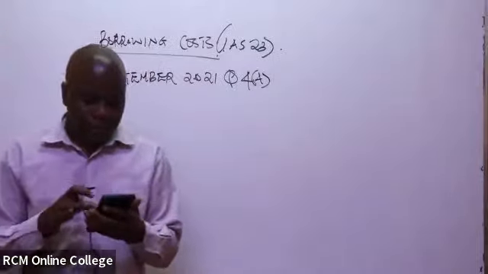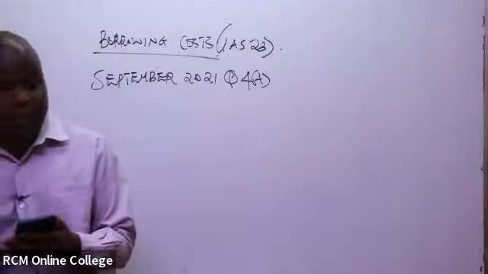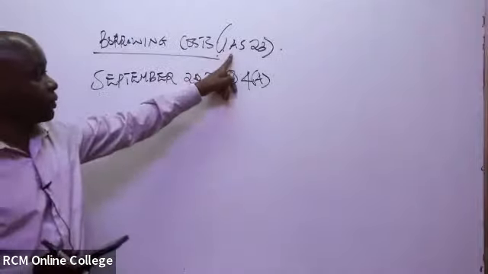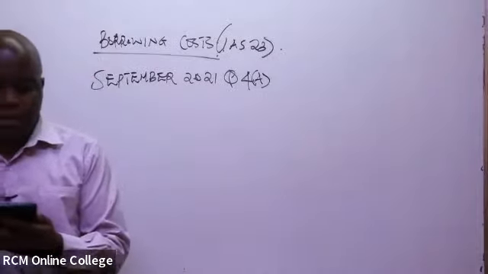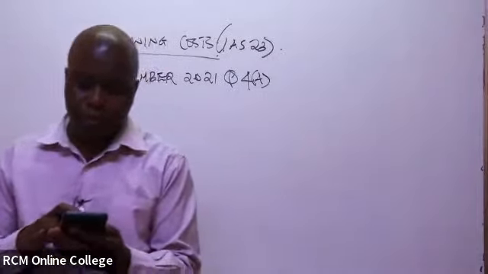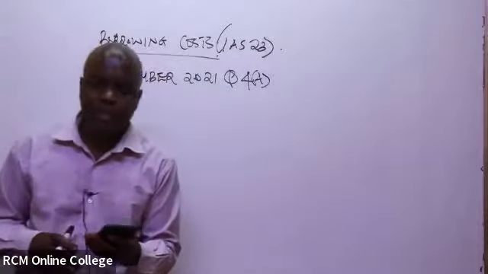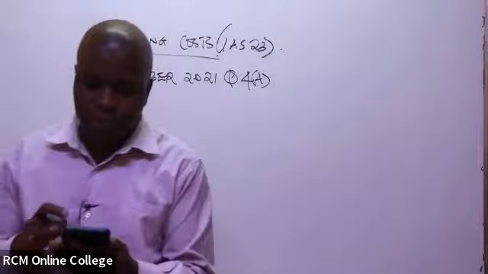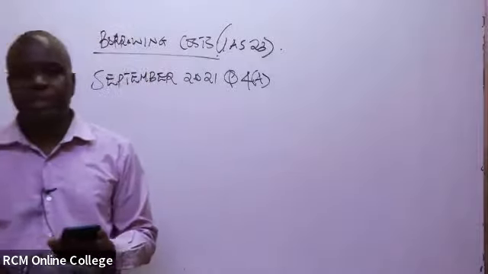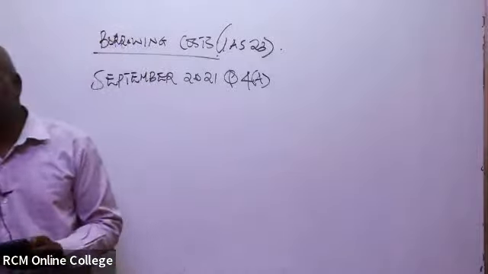Required, in line with provisions of International Accounting Standard number 23, regarding borrowing costs, determine: number 1, the borrowing cost to be capitalized for each of the projects as of 31st of December 2020, then the value of the assets in the books of Darubini Limited as at 31st of December 2020.